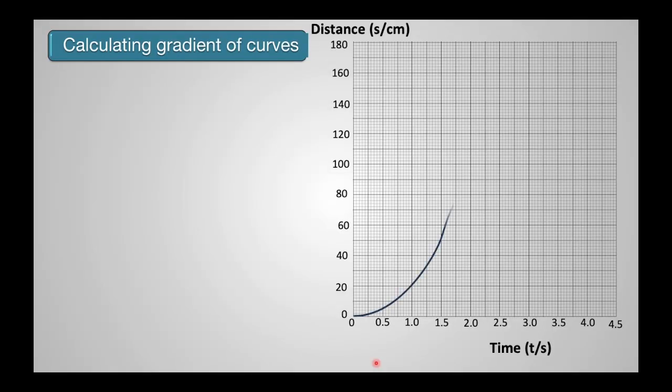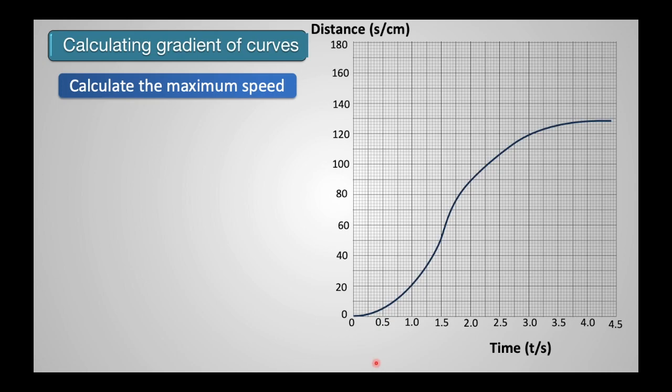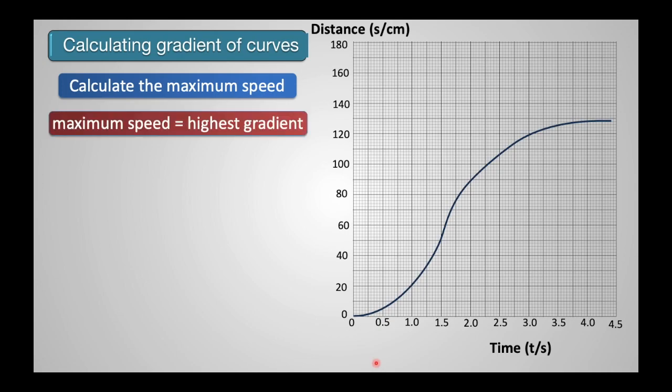How are we going to calculate the gradient if it's a curve? For example, this question, they are asking to find the maximum speed. And you know, speed is obtained by the gradient of the graph. So maximum speed means you have to find the point where the gradient is maximum. As you know, you have to plot tangents to find the gradient, and as the tangent becomes more and more vertical, the gradient also increases. You have to find a point where the tangent is most vertical. So that will be coming at this point.